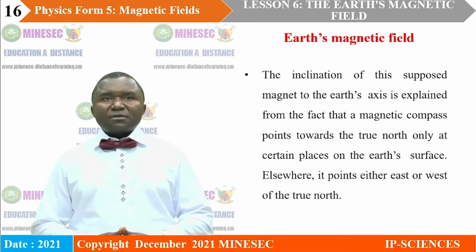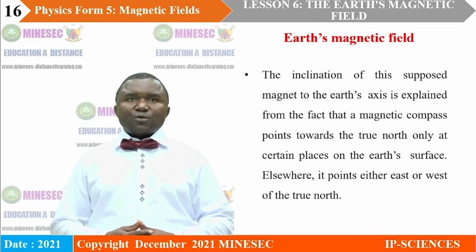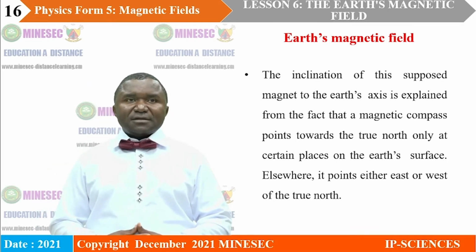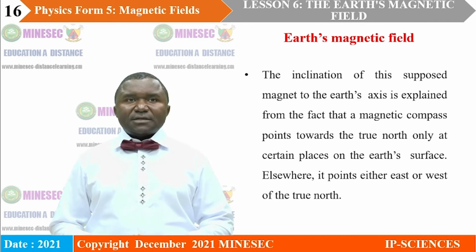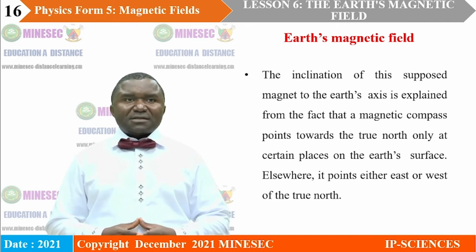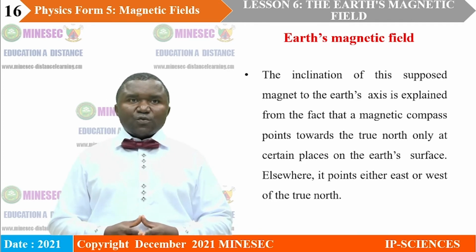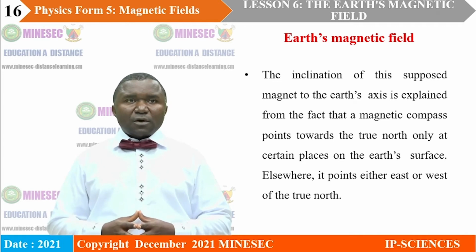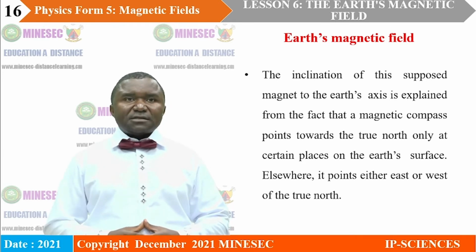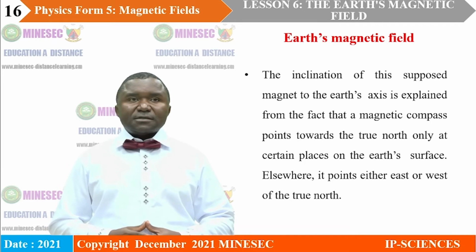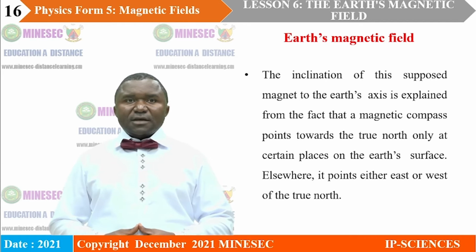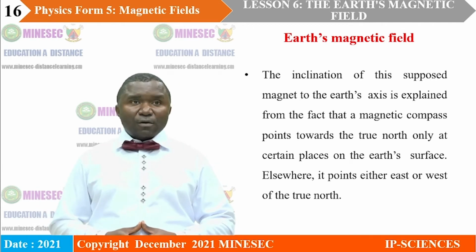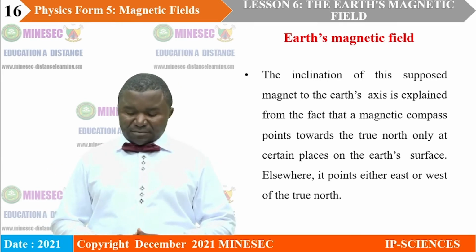The inclination of this supposed magnet to the Earth's axis is explained from the fact that a magnetic compass points towards the true north only at certain places on the Earth's surface. Elsewhere, it points either east or west.